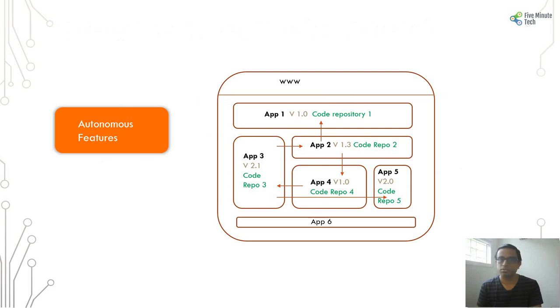So as I mentioned, autonomous features, I have depicted here how it relates to micro frontends. You have app 1, which could have a built version 1.0 and a code repository 1. Similarly, app 2 and app 3 will have different versions and different code repos through which you can pull, build and deploy them, and all these could come together in a single base application. That corresponds to autonomous features. They could have communications between each other that help them render the data.